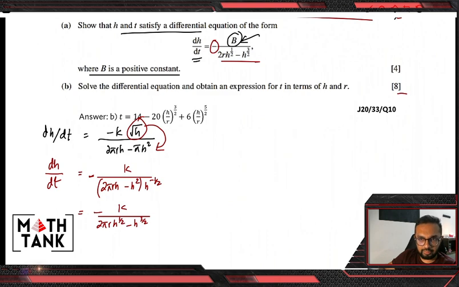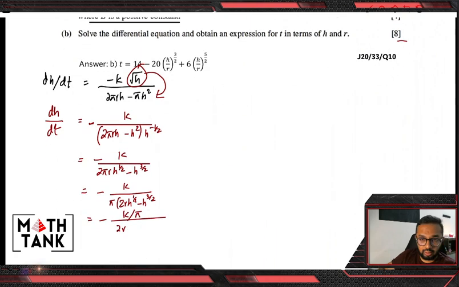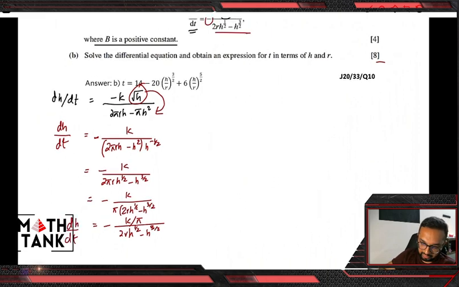The only thing that is problematic here is there's a pi present. So what I'm going to do is take a pi common, and I'm going to say that it looks like this: k over pi divided by 2 r h power half minus h power 3 over 2. So I've taken pi into the numerator. So that sort of gives me the expression that I wanted.